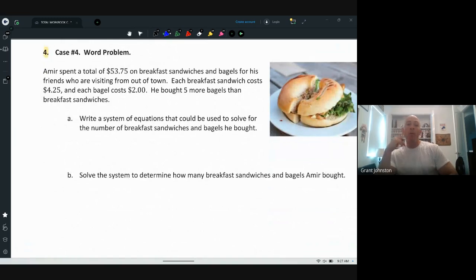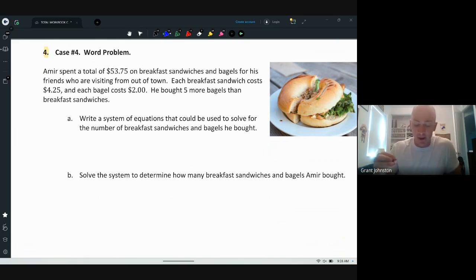Number 4 would be a word problem, okay? So here we go. Amir spent a total of $53.75 on breakfast sandwiches and bagels for his friends who are visiting from out of town. Each breakfast sandwich cost $4.25. Each bagel cost $2. He bought 5 more bagels than breakfast sandwiches. Okay, so A says write a system of equations that could solve for the number of breakfast sandwiches and bagels.